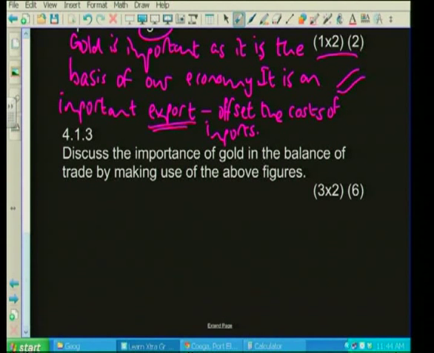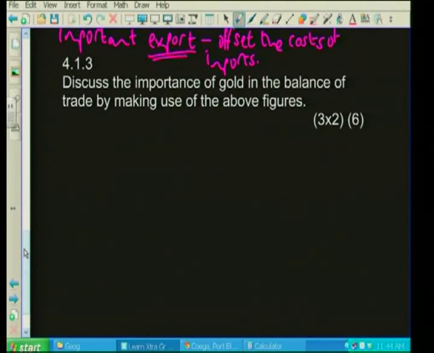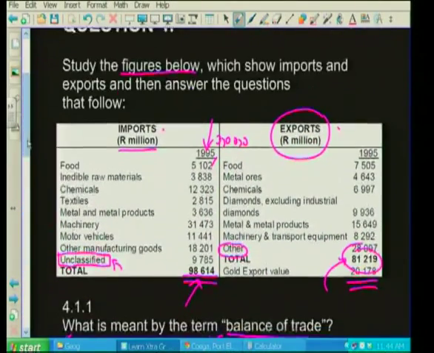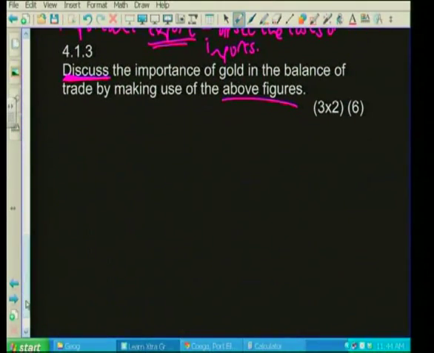Here comes the big question now, right? 4.1.3, which is 6 marks. Discuss, talk about in detail, right? Go into quite a bit of detail. That's what discuss means. The importance of gold in the balance of trade by making use of the above figures. So now they want you to use the resource material above and some of these statistics that you can see in your answer and in discussing this aspect of gold being so important to the balance of trade.